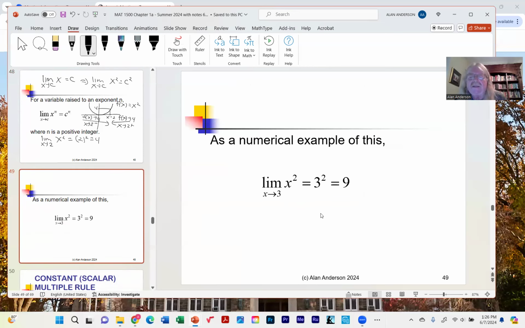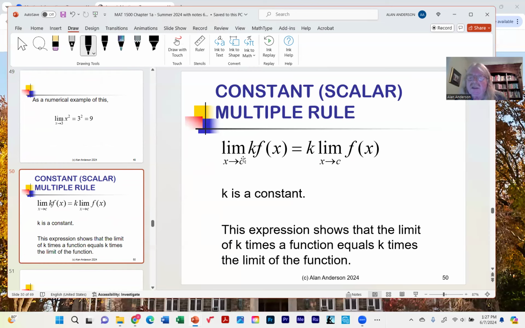Oh, there we go. Okay. Now, algebraically, here's an interesting result. The limit as x approaches c of k times f of x can be written as k times the limit of just f of x.